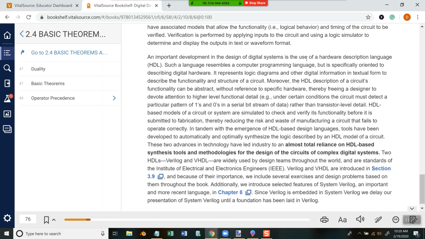An important development in designing digital systems is the use of a hardware description language, HDL. Now, this will not be a language like you're used to, so it's going to be a little strange. You just don't have your standard for loop and while loop and so forth. It's not really of that type. It resembles a computer programming language, but is specifically oriented to describing digital hardware. It represents logic diagrams and other digital information in textual form. The HDL description of a circuit's function can be abstract without a reference to specific hardware, thereby freeing the designer to devote attention to higher level functional details.